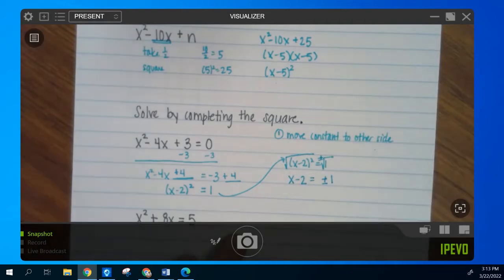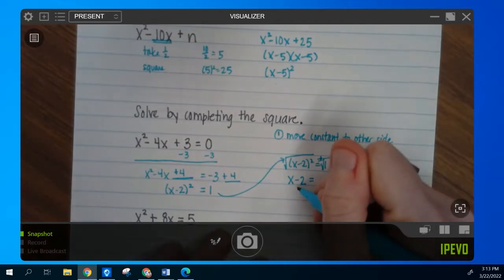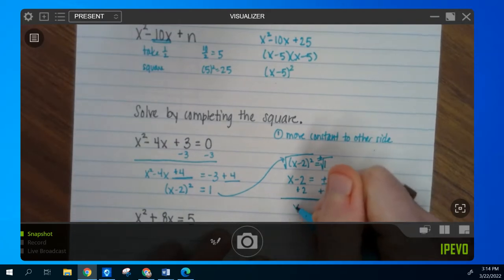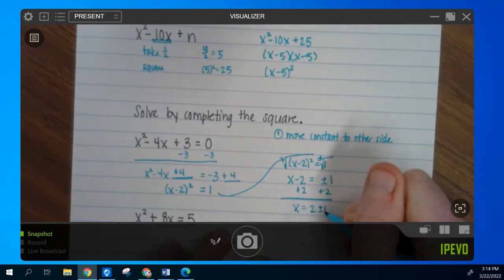And because that 1 is a perfect square and the square root of 1 is 1, I would get x minus 2 equals plus or minus 1. And then now to get x by itself, I just would add 2 to both sides. And I would get x is equal to 2 plus or minus 1.